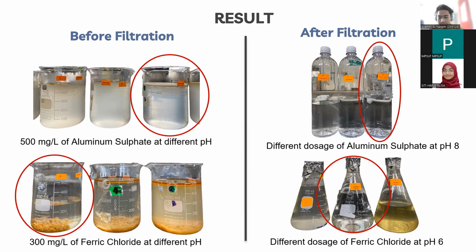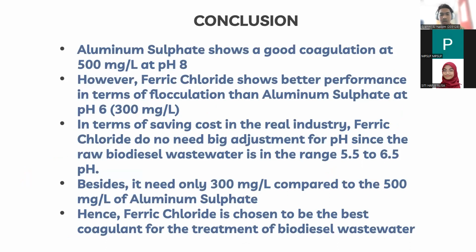We can see the stock solution for the different dosages of ferric chloride at pH 6. The 300 mg per liter gave the best result at acidic condition. So for the conclusion, aluminum sulfate shows a good coagulation at 500 mg per liter at pH 8.